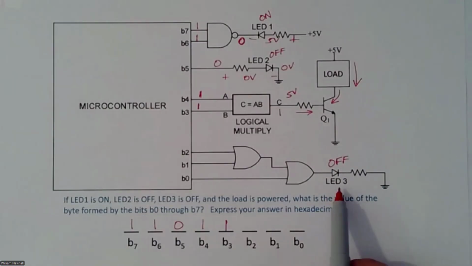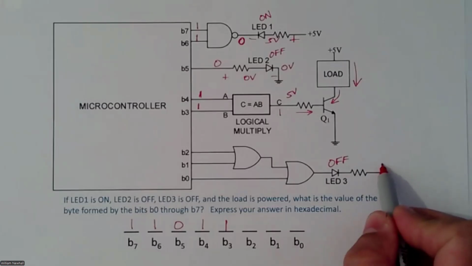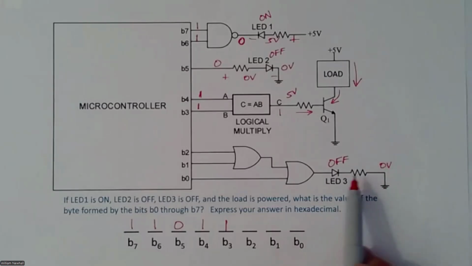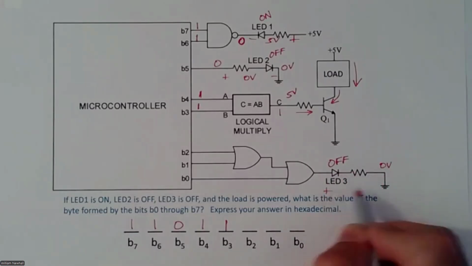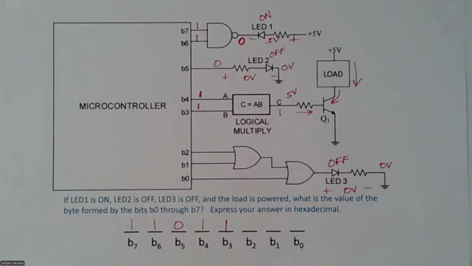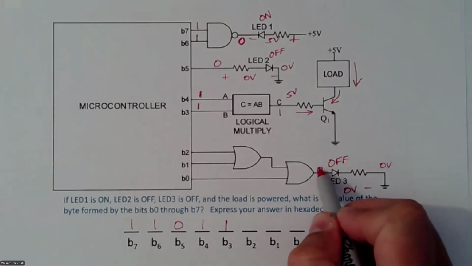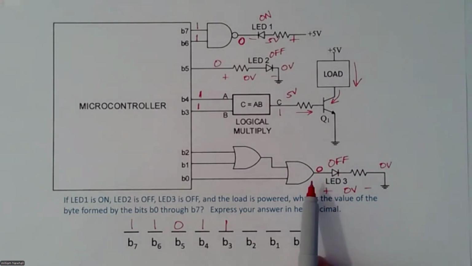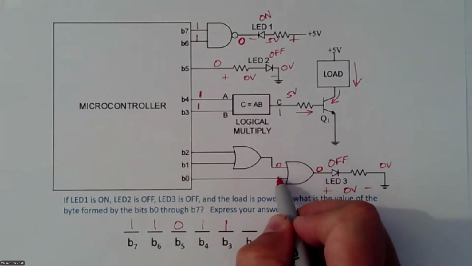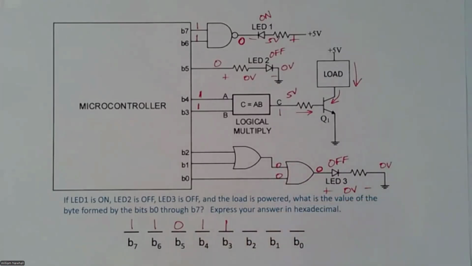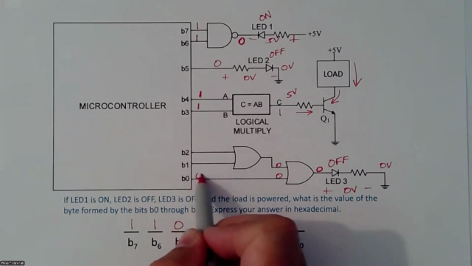And now we have LED 3 finally. LED 3 is off. There's 0 volts on the right of this diode in series with a resistor. We want 0 volts across that resistor and LED. So that means we need a logic level 0 here at the output of that OR gate. The only way to have a 0 at the output of that OR gate is to have 2 zeros at the input. Okay, so that means B0 is a 0.